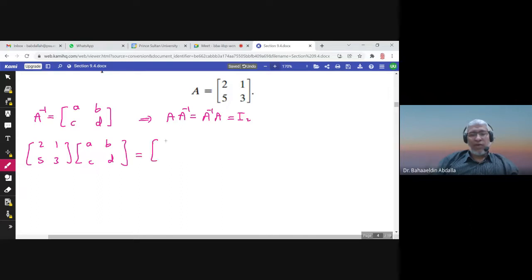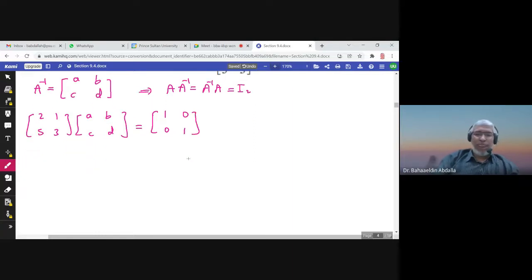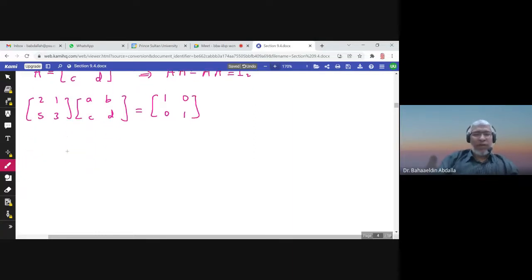And we know that the answer should be 1001, or I2. Okay, multiply: 2A plus C, 2B plus D, 5A plus 3C, 5B plus 3D. So this is the product of these two matrices.